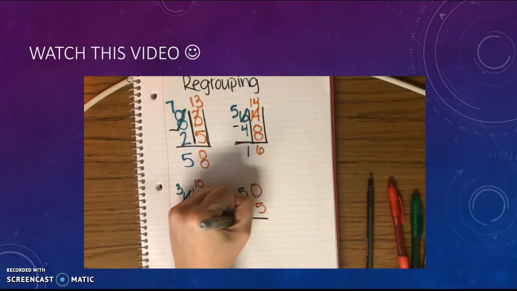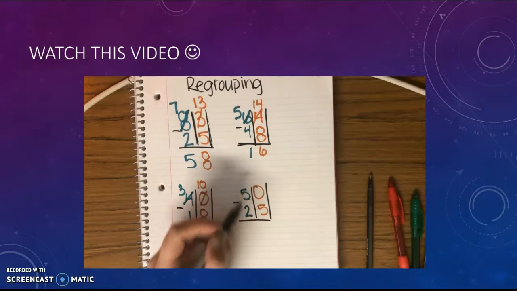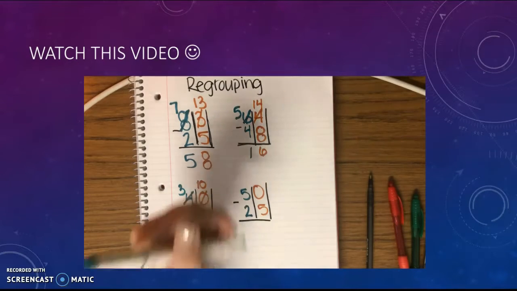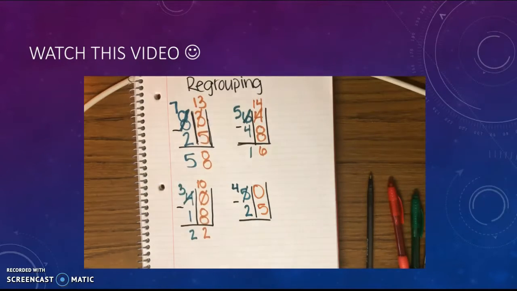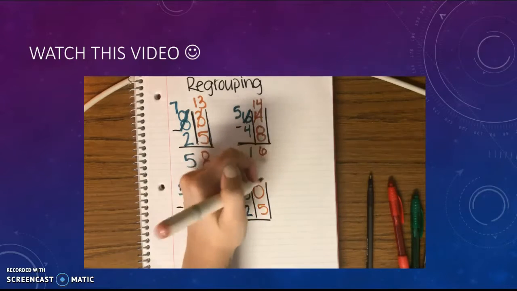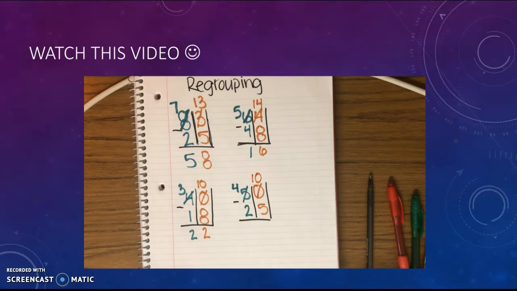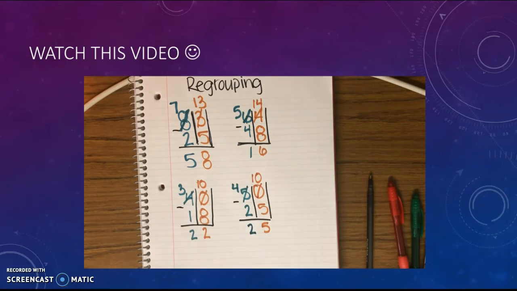So again, you're going to look at the ones place, and you can't take 5 from 0, so you're going to go to the tens place, and you're going to take a 10 from this 5, which is 5 tens. You're going to make it 4 tens. And then the 10 you took away is going to come over here to the ones place, and now you have 10 ones. So 10 minus 5 is 5. And then 4 minus 2 is 2. So 50 minus 25 is 25.